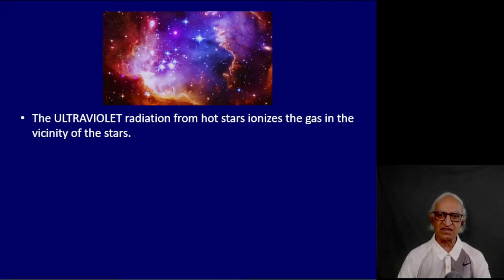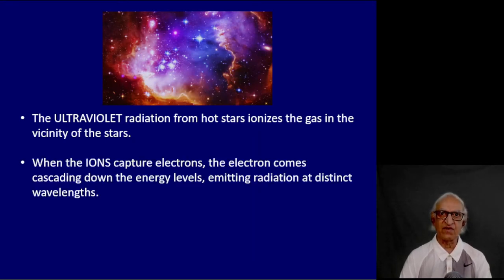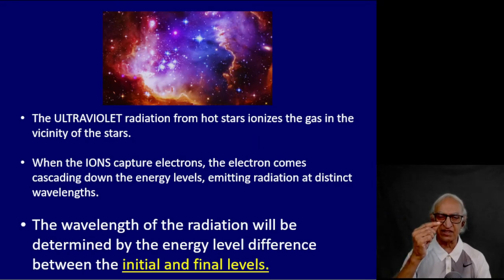The ultraviolet radiation from hot young stars ionizes the gas in the vicinity of the stars. When ions capture electrons that are passing by, the electrons will be captured in very high Rydberg levels, and then they will come cascading down to lower and lower energy levels. And as they do that, they will emit radiation at very distinct wavelengths. The wavelength of the radiation they emit during each of the jumps will be determined by the energy level difference between the initial state and the final state.